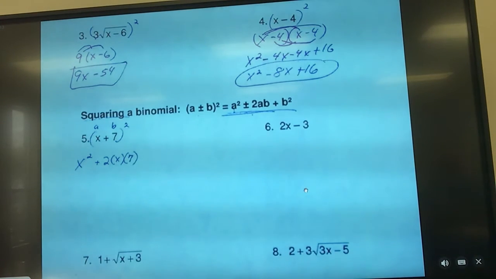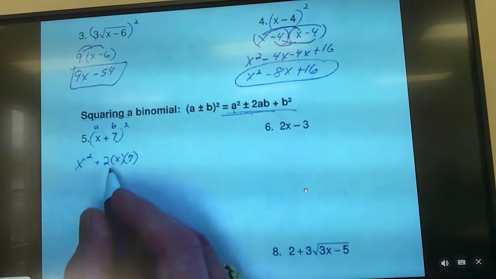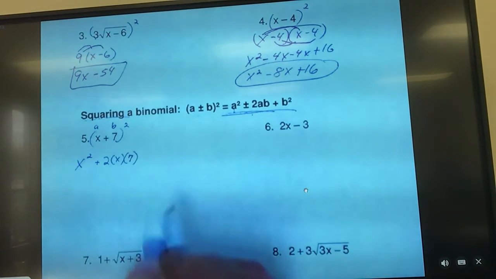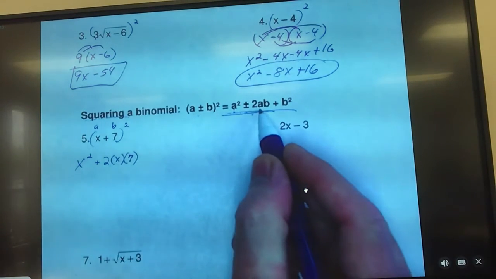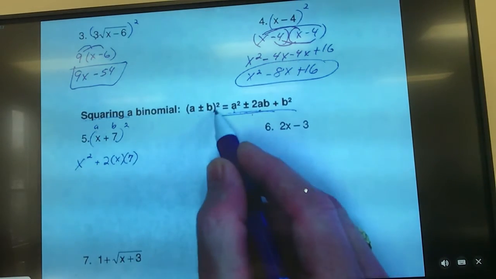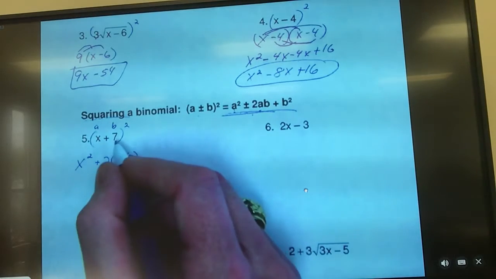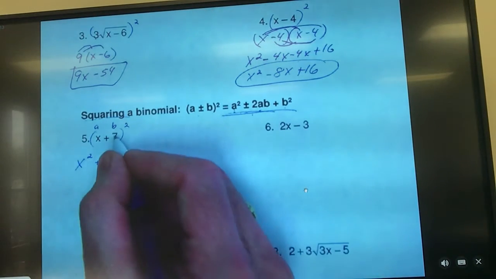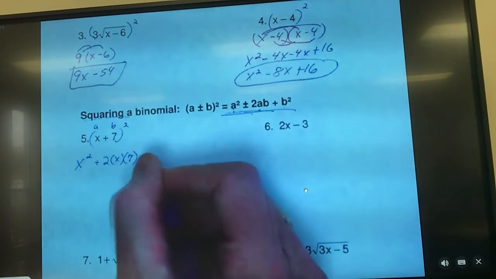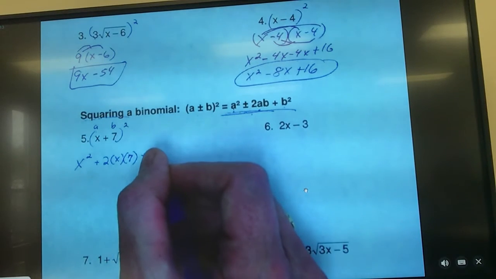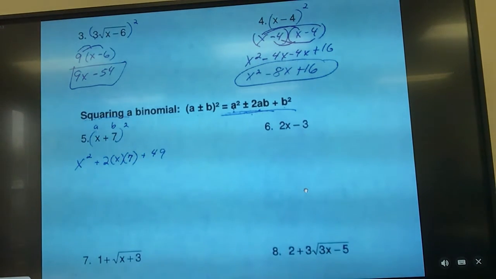Would you agree? Is x not x squared? Yeah, well, no, it's not squared. Why? Because our formula says don't do that. It says do it like this. It says that equals this formula. Okay, now the last one is b squared, so that would be 7 squared, right? That's my b. What is 7 squared? 49.